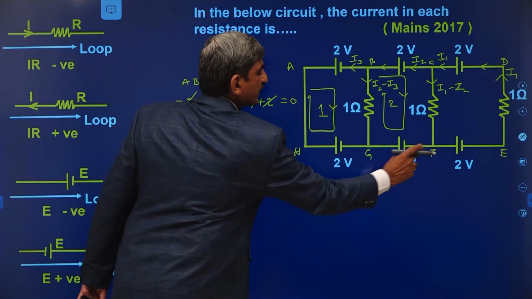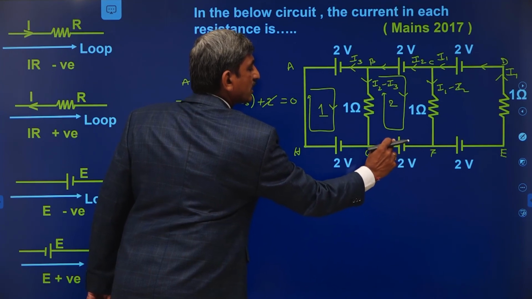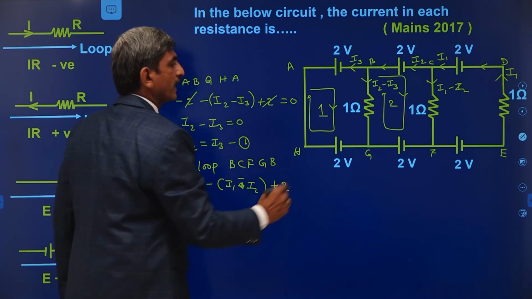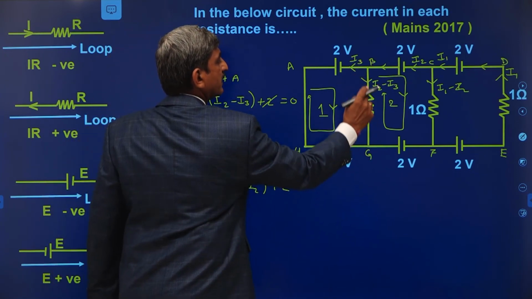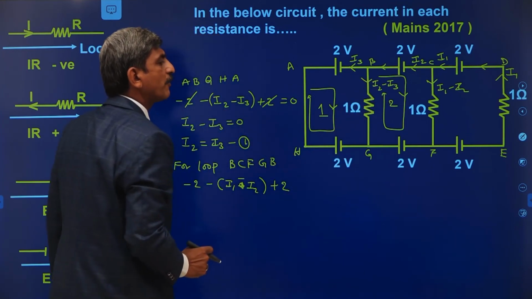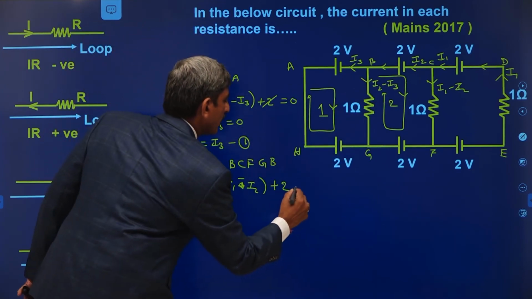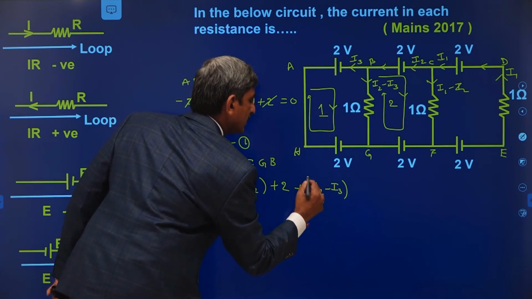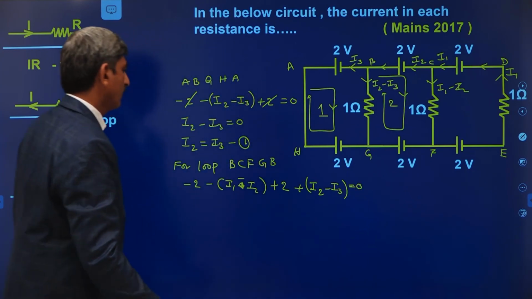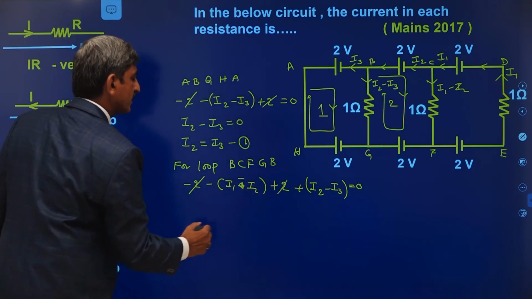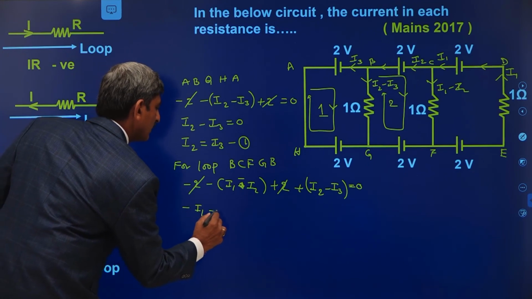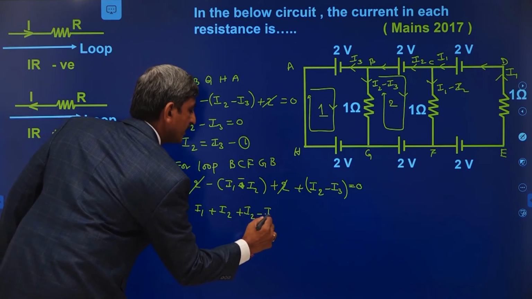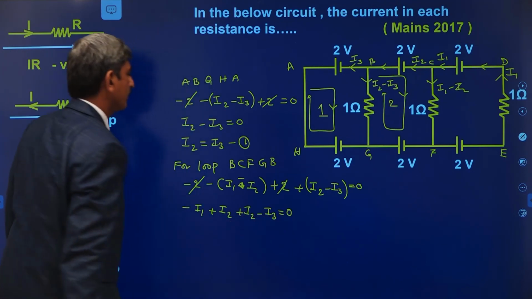Next, when we are moving from F to G, we are moving from the negative terminal to the positive terminal of the cell, so the EMF is positive, +2. And when we are moving from G to B, the direction of the current and the direction of the loop are opposite, so IR is positive: plus I2 minus I3 is equal to 0. From this, what can we write? -2 plus 2 cancels, minus I1 plus I2 plus I2 minus I3 is equal to 0.